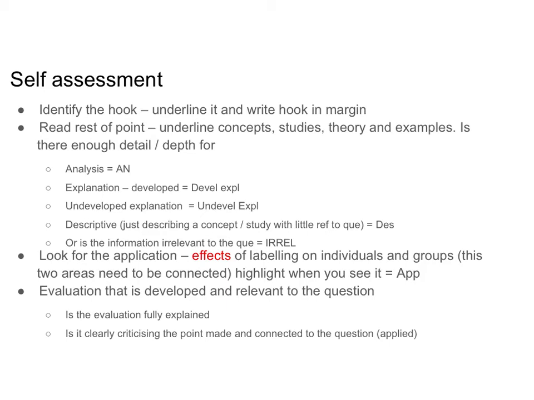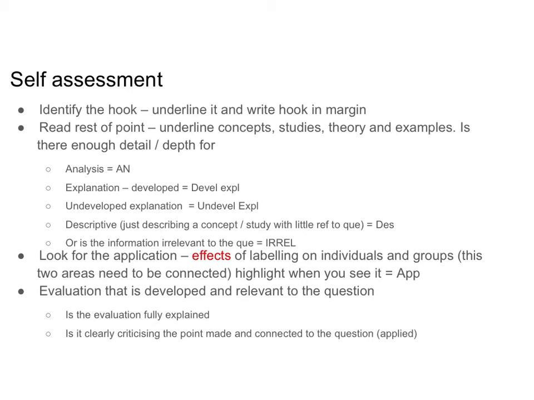Is it just undeveloped explanation? So perhaps you've used a concept, a study, an example, and you've just stuck it in there, but you haven't really explained it and then perhaps connected that explanation back to the question. Or is it just describing? Have you literally just described a concept, a study, or an example with very little reference to the question? In which case, it's just descriptive, DES. Or perhaps you've made a big error and you've selected completely the wrong information and it's not relevant to the question. In which case, you write irrel in capitals.